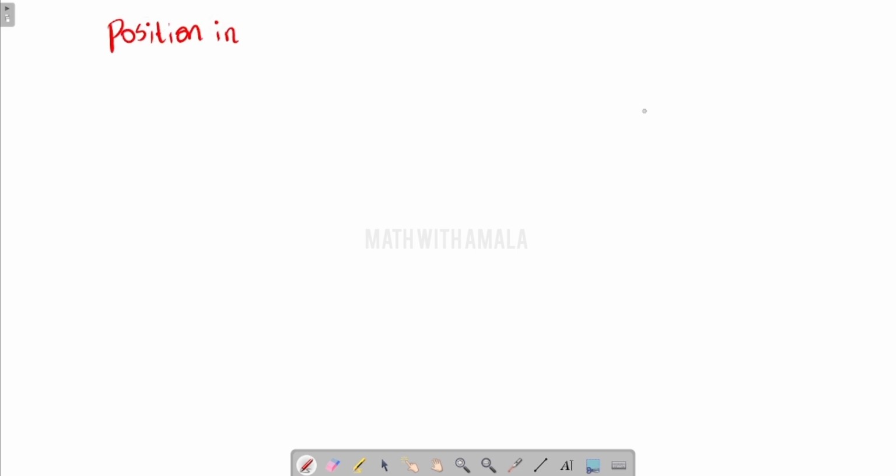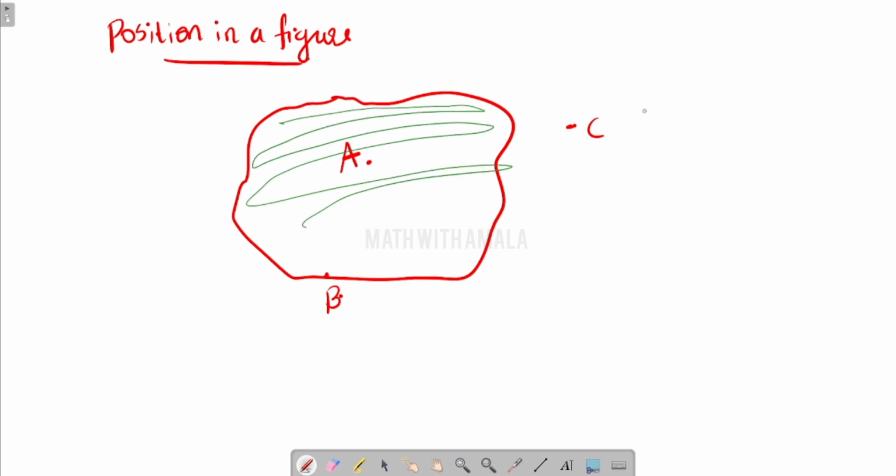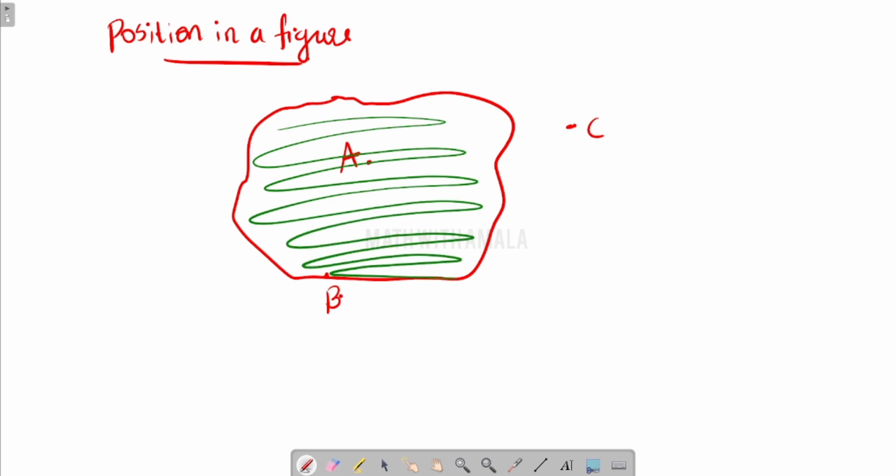Now let's move to position in a figure. Positioning means you can define some points or some regions according to the figure. Let's take a simple figure like this, which is a closed figure and also simple. We have some points which fall inside, outside, and on the curve that we have drawn. I have marked here the inside region. The portion found inside is called the interior of the figure, and the outside portion is called the exterior of the figure.